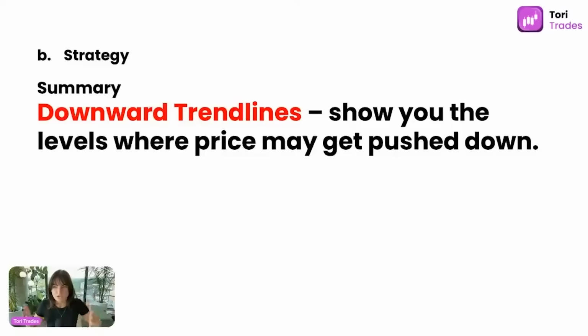Quick summary. We're just doing a quick overview here. We've got our downward trend lines. It shows you where the price may continue to get pushed down. So we know how to draw them. We know that we're trying to identify as many touch points as possible. We know that it's angling down. We know that we're not intersecting price yet.